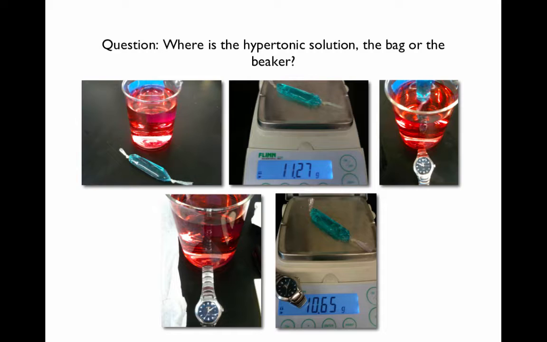The question for the students is, where is the hypertonic solution, in the bag or in the beaker? Students need to realize that the bag has lost mass, and loss of mass means water moved from the bag to the beaker. This would happen if the solution in the beaker was hypertonic to the solution in the bag.